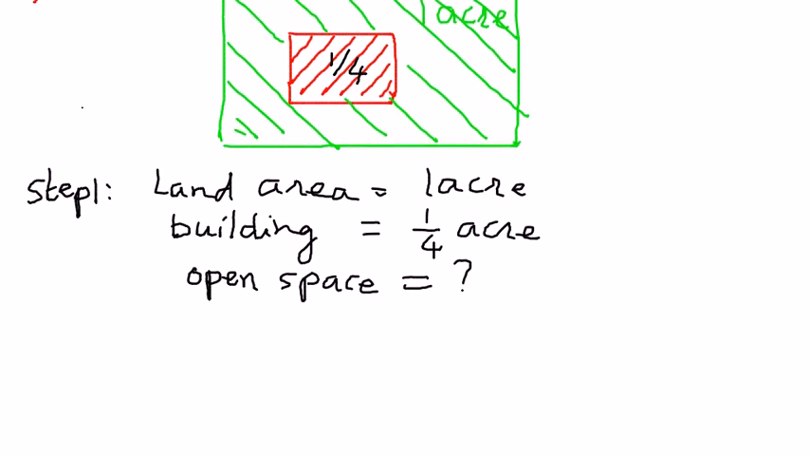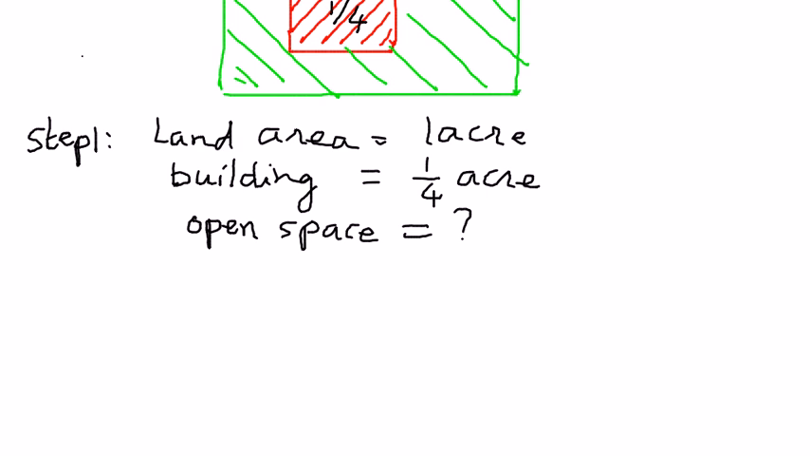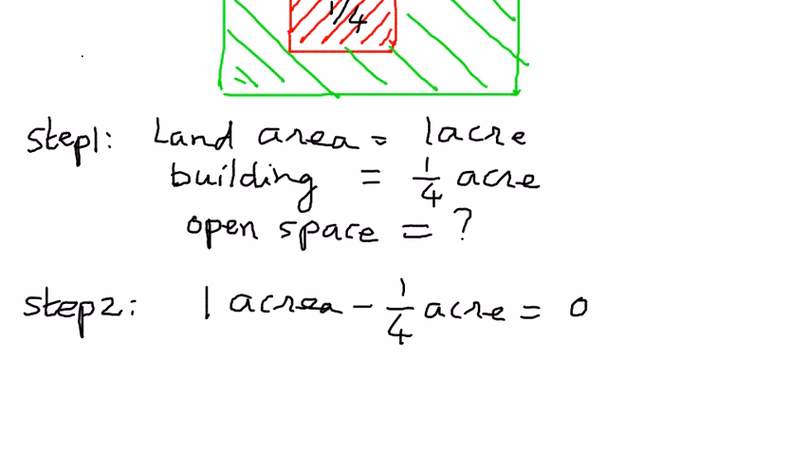If we look at it, it is a problem related to subtraction. So step number 2, we have a 1 acre lot, and if we subtract the building area from the whole area, we're going to get the open space. 1 acre lot minus 1/4 acre is going to give us the area of the open space around the building. So therefore, this is a subtraction related problem.